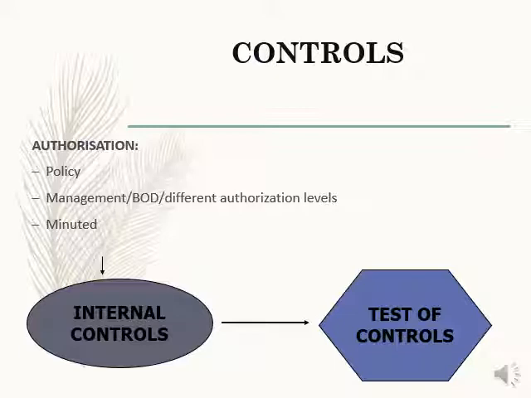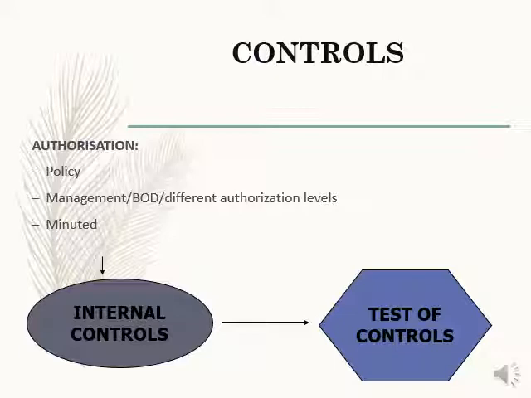So for authorization, we would need the approved company policy for acquisitions, for disposals, for depreciation, for impairments, etc. Remember we said depending on the organization, how many employees there are, the level of hierarchy that there is, the nature of the organization, the types of assets that it has, that authorization levels or thresholds could differ.